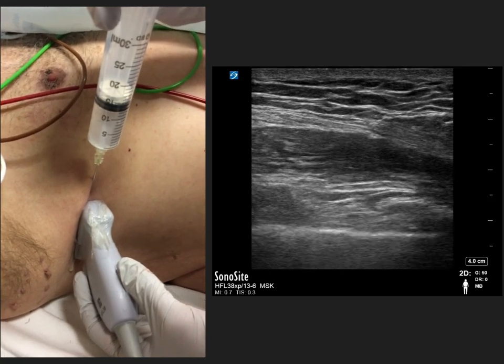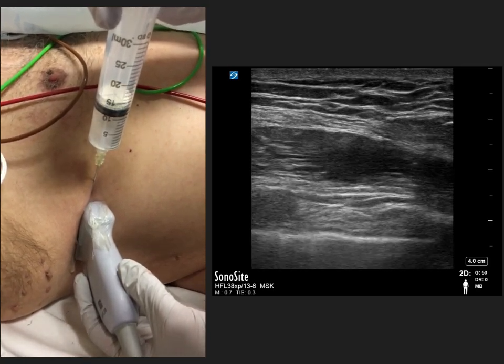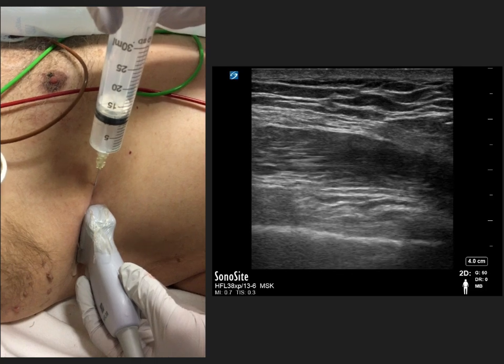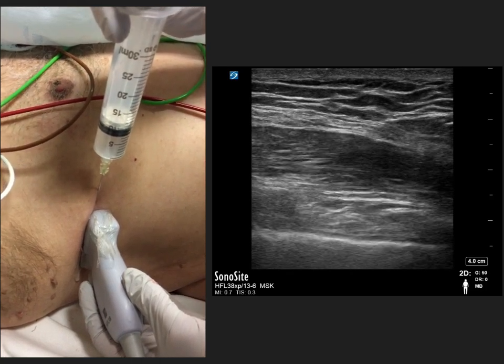That's all I have in this brief introduction to the serratus plane block for rib fractures. Thanks for watching. You can check out the references on the following slide if you want to read more about it.